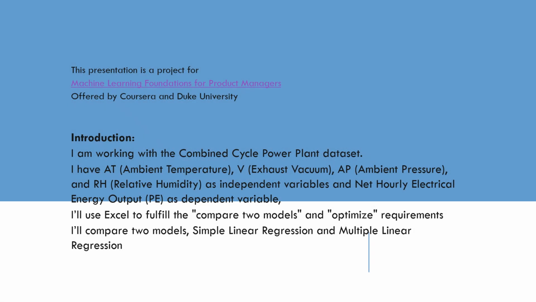This presentation is a project for Machine Learning Foundations for Product Managers, offered by Coursera and Duke University. For this project, I am working with the combined cycle power plant dataset. I have AT, ambient temperature, V, exhaust vacuum, AP, ambient pressure, and RH, relative humidity, as independent variables and net hourly electrical energy output, PE, as the dependent variable.